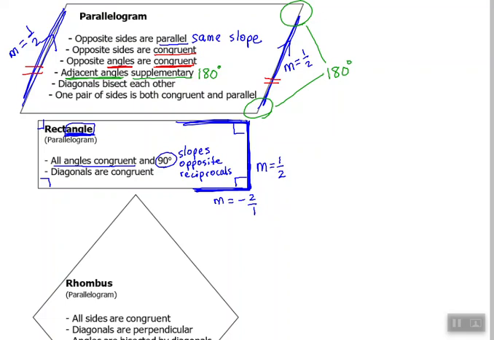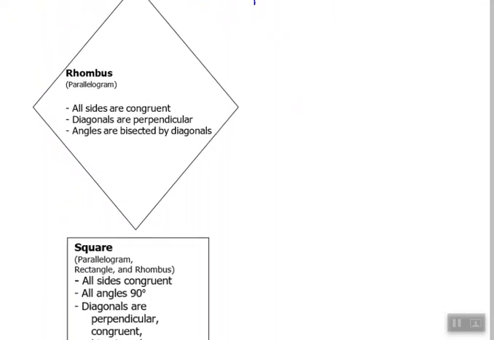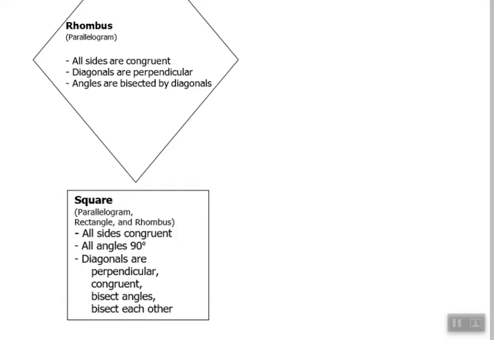Let's move on down to see about the rhombus. Now a rhombus is also a type of parallelogram. So again, all of the parallelogram properties apply, but also all the sides are congruent. So 4 congruent sides. The diagonals are perpendicular. So when we see perpendicular for the diagonals, remember, think 90 degrees and think about what that means about our slope. And the angles are bisected by the diagonals.